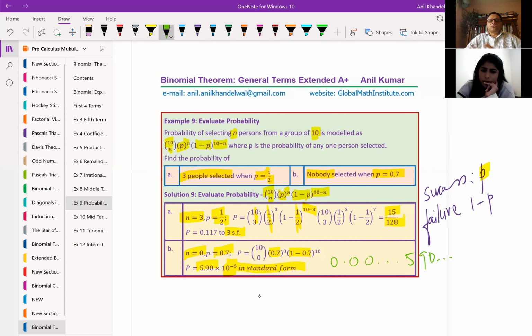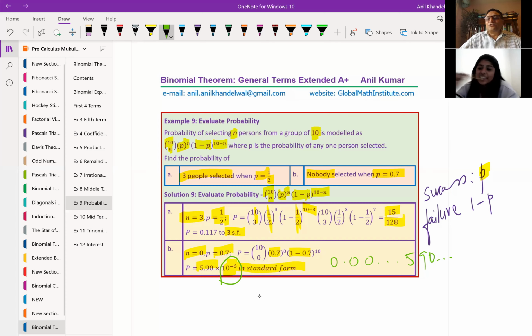Is that clear to you? Did you say that was a very small probability? Yes, very small, because 10 to the power minus 6. But no one selected when the probability is 0.7, that's quite high. Yes, the probability of selecting is high and you are not selecting anyone. That means it was a very rare case. So the chance of selecting no one is very low. Yes, you'll definitely select someone, because the probability is more than 50%. And not selecting is very low chances.